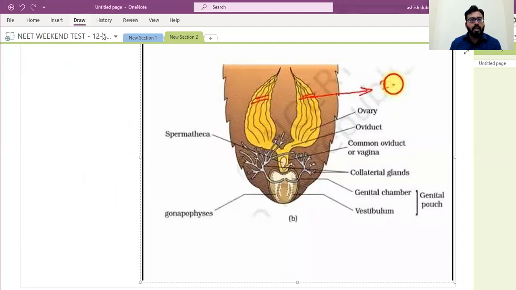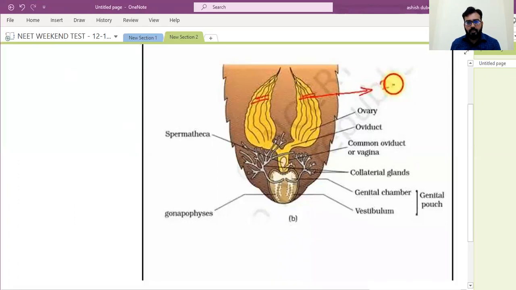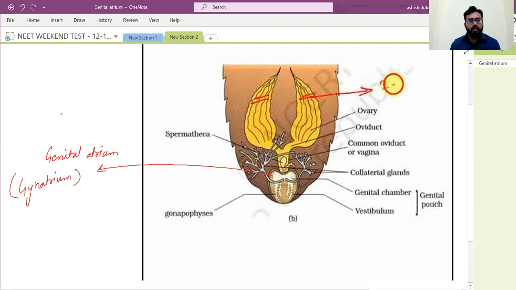See, either you call it genital atrium, this portion, or you can call it gynaetrium, or you can call it genital chamber. So it is the upper part of the brood pouch, and the lower part, this part, is known as the vestibulum.